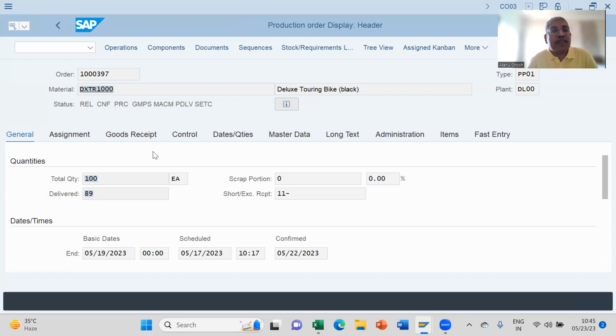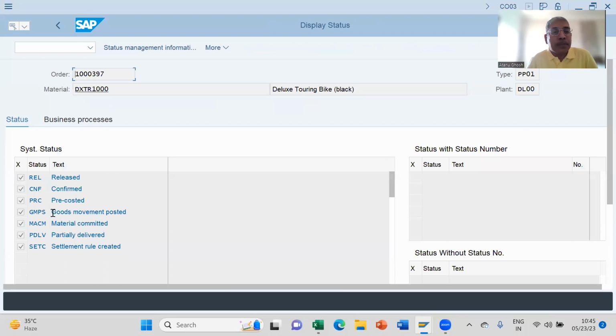You can also see from the status that the goods movement has been posted, which means the components that are required to produce these finished products have been issued to the production order. And obviously, there's a variation between the actual number of units that have been issued versus the standard units that should have been issued as per the bill of material. This variation might have been because of various reasons, like while issuing materials from the warehouse, some materials got damaged, or some materials were lost in transit. So the actual quantities that were issued might have been more than the planned quantity.